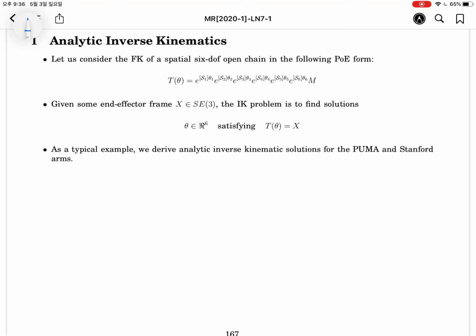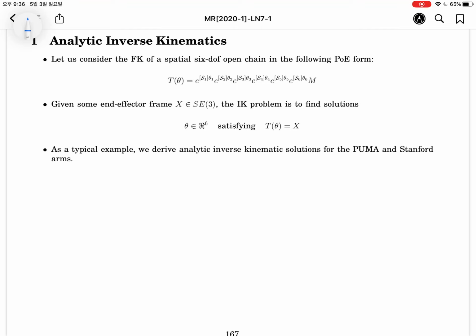Anyway, the Puma 560 was a traditional model to study robot systems, especially kinematics and dynamics. If you understand how to solve the kinematics and inverse kinematics of the Puma 560, maybe you can extend your knowledge to other types or new types of robot systems. So I'd like to recommend you to memorize or learn how to solve the kinematics, dynamics, and control. First issue is the analytic inverse kinematics.